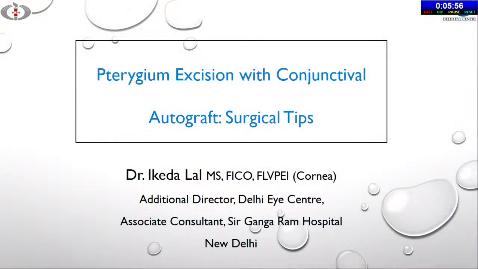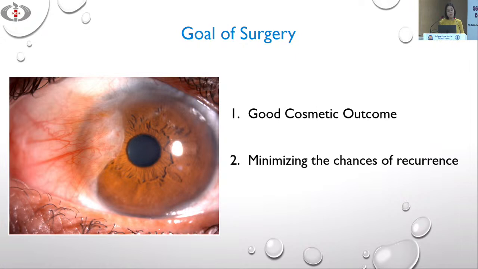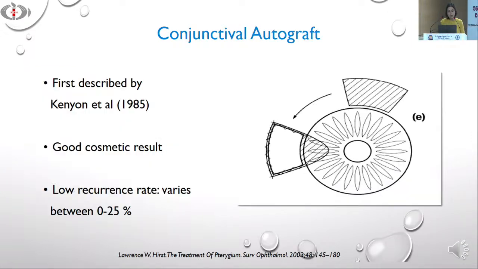A very good afternoon to all of you. Today I'll be talking and sharing a few surgical tips when it comes to pterygium surgery. So let's understand the goal of the surgery. There are two main goals of surgery when it comes to pterygium. One is to achieve a good cosmetic outcome, and second is to minimize the chances of recurrence, as we know that is the major complication.